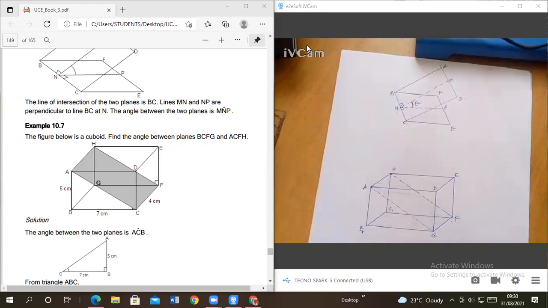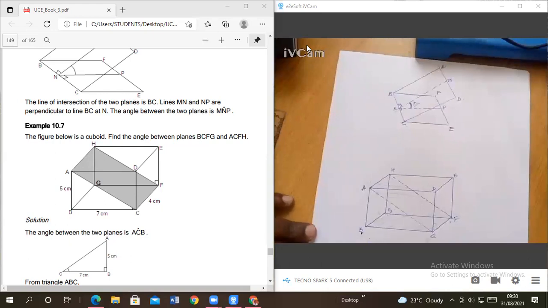Let me first ask you, what is the common line of those two planes? What's the answer? What's the common line of those two planes? Put up your hand if you know. What's the common line of those two planes? BCFG and ACFH. What's the common line there?